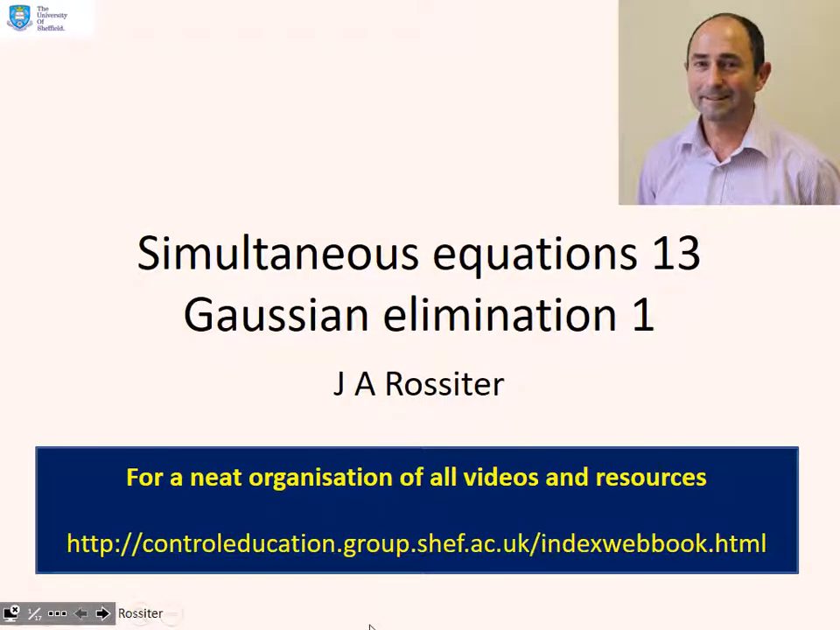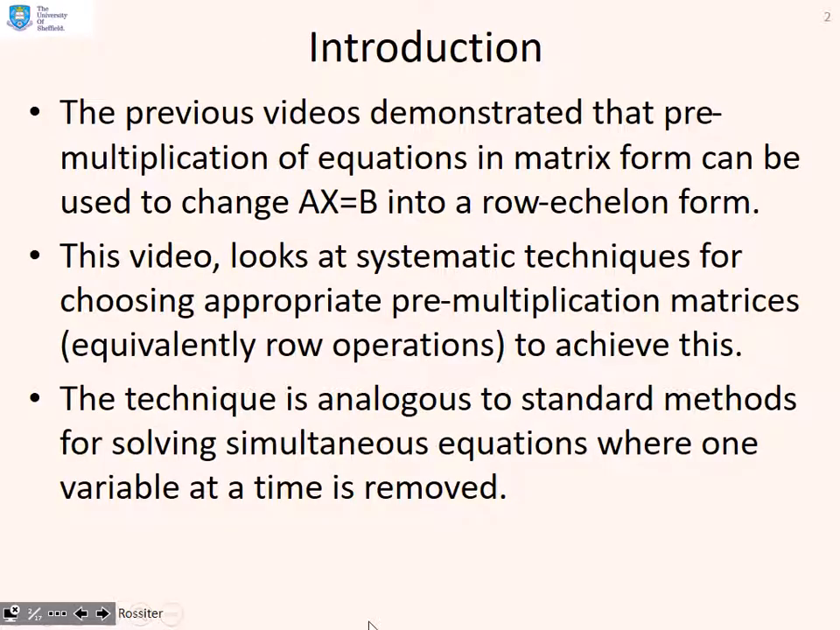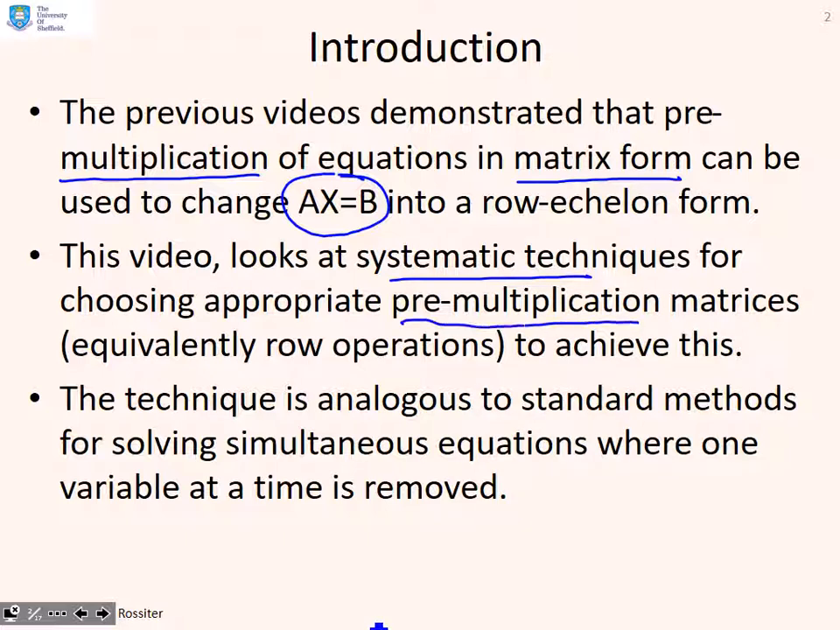The 13th video on simultaneous equations introduces Gaussian elimination. So previous videos have demonstrated that pre-multiplication of equations in matrix form can be used to change something like Ax = b into a row echelon form. This video looks at systematic techniques for choosing the appropriate pre-multiplication matrices, or equivalently, the appropriate row operations.